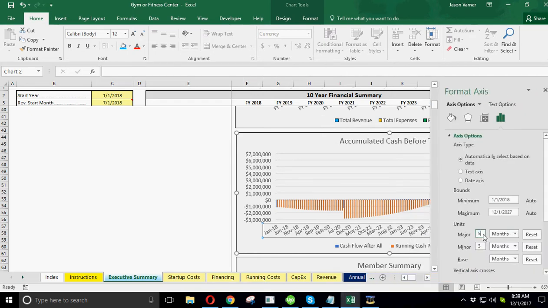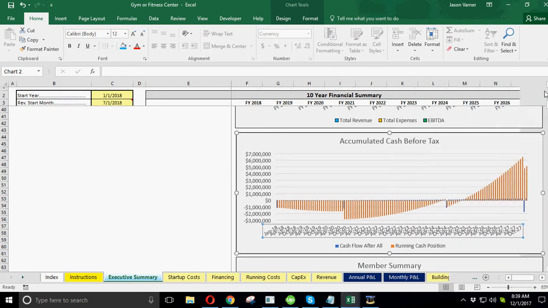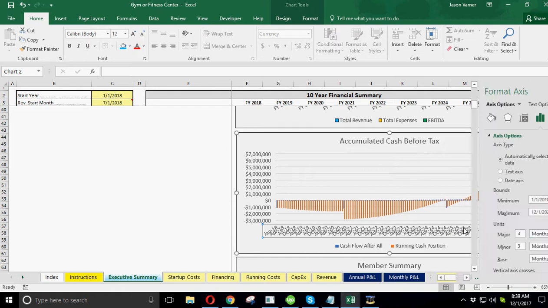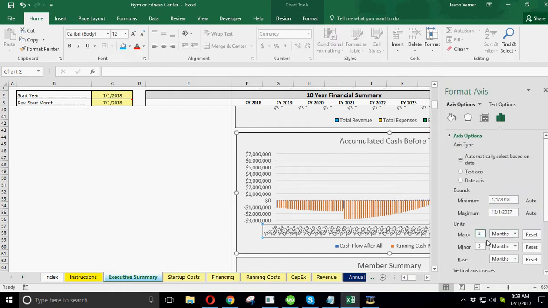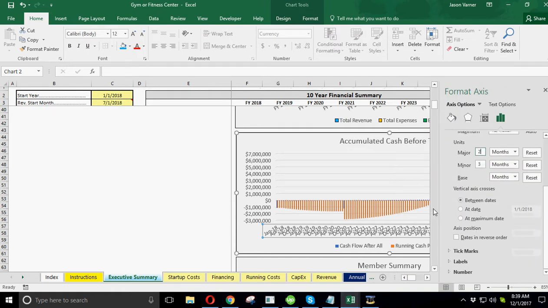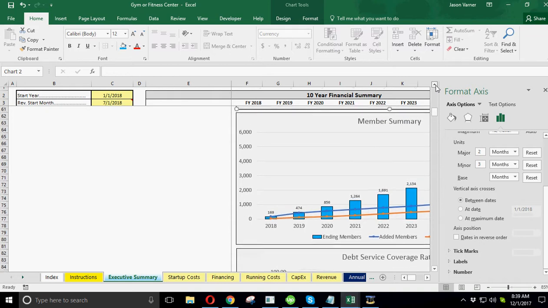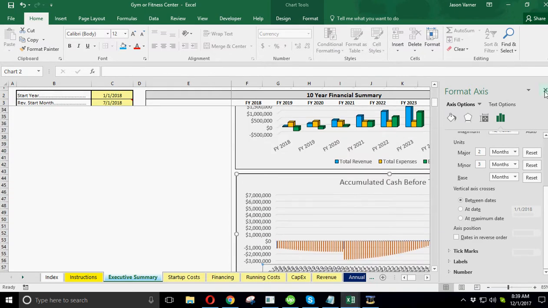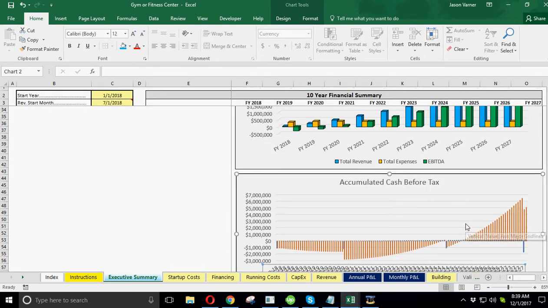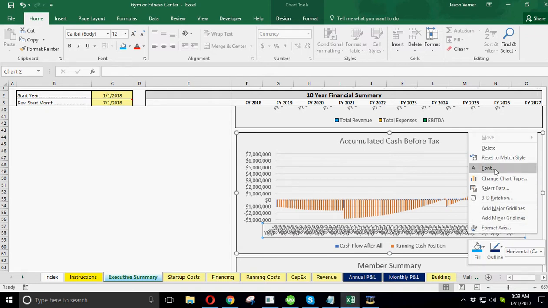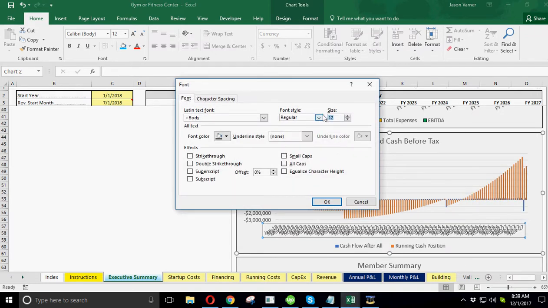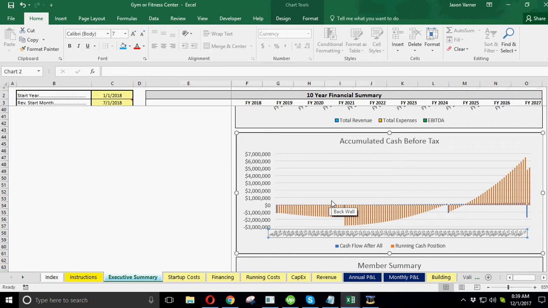I'm going to need to format this to every 3. Let's format it every 2. We have to make the font smaller, because it's not showing the last cash flow. Alright, one second, I'll fix this.